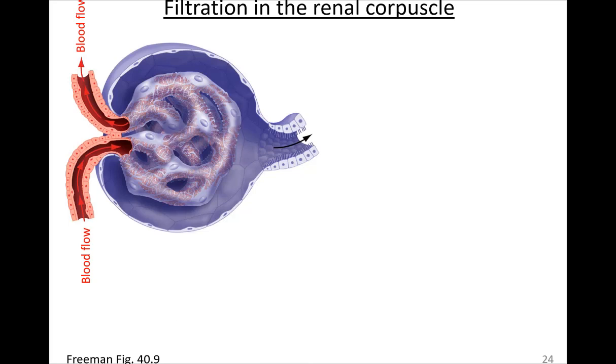So we described how filtration occurs within the renal corpuscle. The capillaries of the glomerulus are very leaky, and there's a hydrostatic pressure gradient wherein the blood pressure is greater than the surrounding pressure in Bowman's space, and that causes water and various small to medium solutes to move out of the capillaries and into Bowman's space.